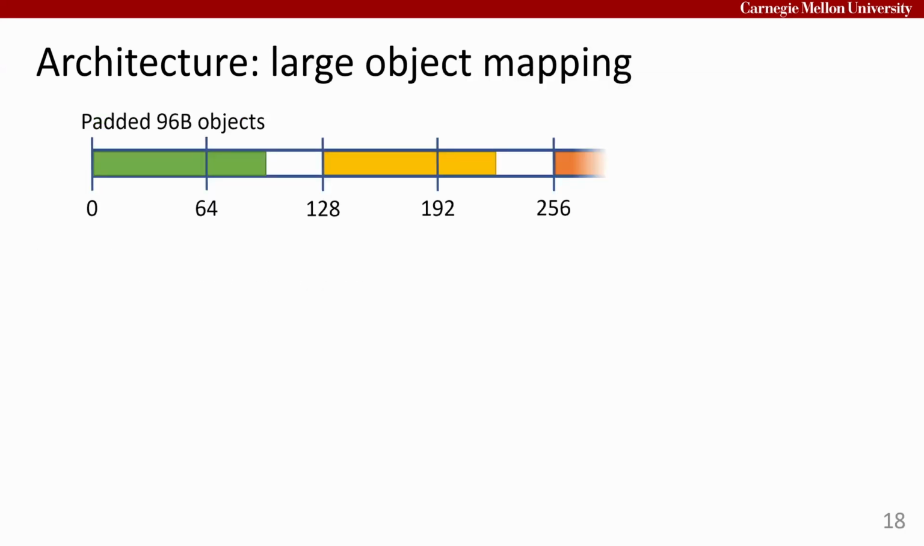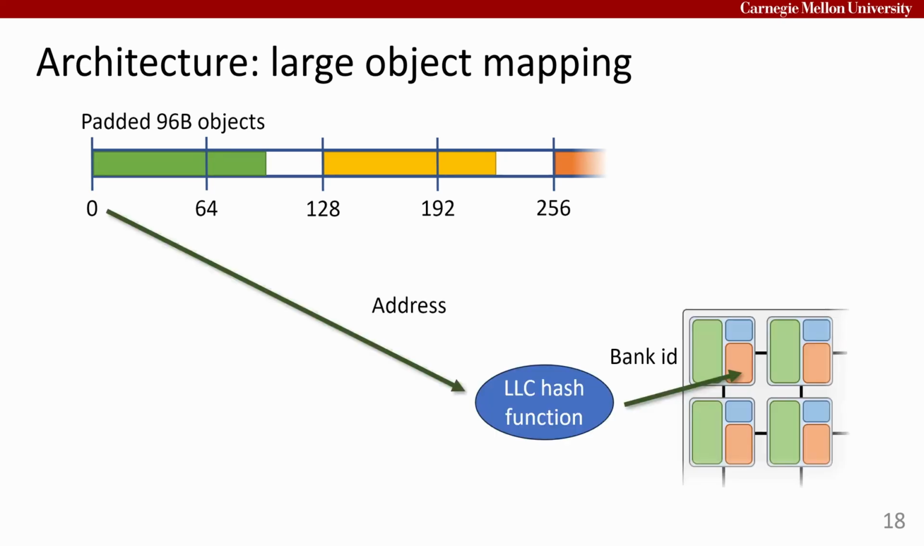I already showed how Leviathan's allocator pads small objects to map to a single bank, but mapping objects larger than a line requires additional hardware support. For distributed caches, the bank which an address maps to is determined by hashing the address. So for objects spanning cache lines, those lines will likely hash to different banks. Leviathan ensures that large objects all map to the same bank by providing the same input to the hash function.